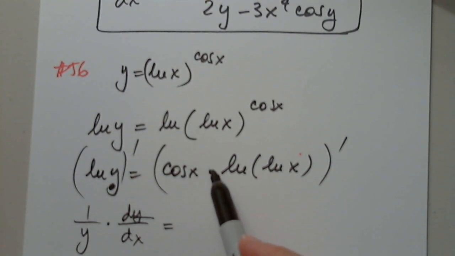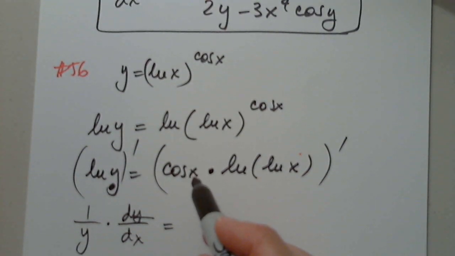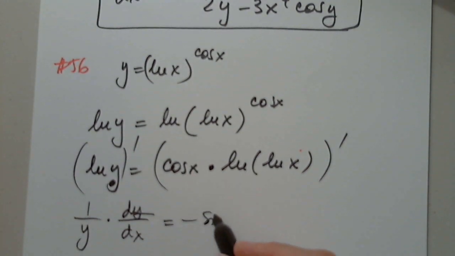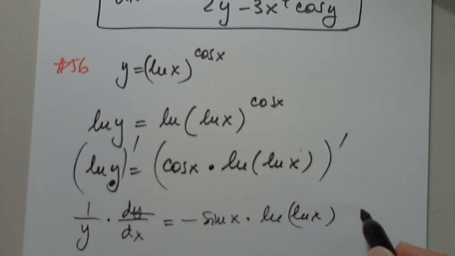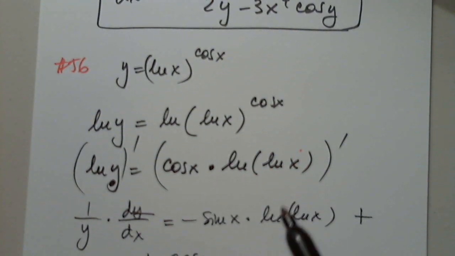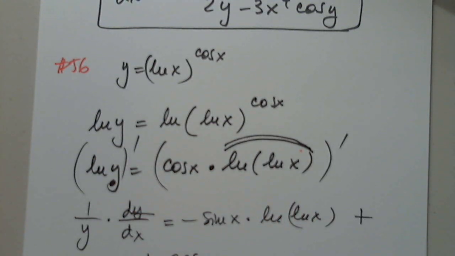Now careful because this is the product rule. I differentiate the first function. What do I get? Negative sine. Awesome. Times natural log of natural log x. Plus, I copy the first function. But now carefully I have to differentiate this. What do I get when I differentiate natural log of natural log?